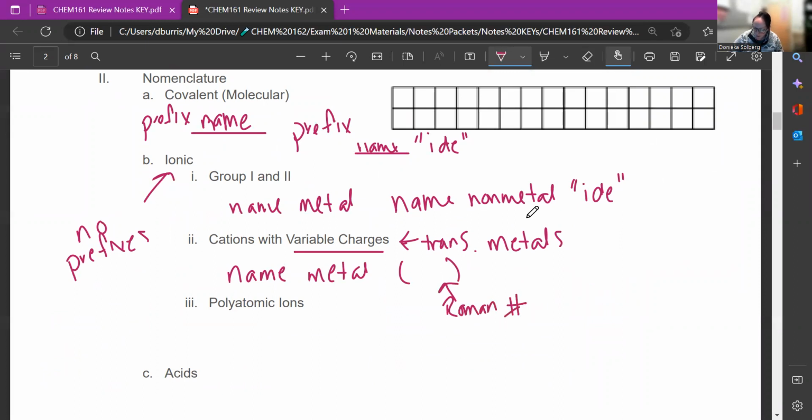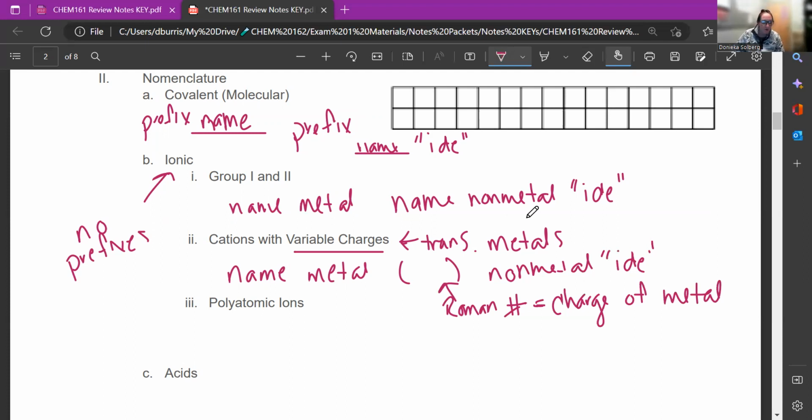I'm going to put a Roman number there. And then you're going to go on to name your non-metal with your IDE ending. Okay, now the Roman numeral is not the subscript. It is the charge of the metal. Okay, so that is its charge, and then you have to incorporate that into the formula if you're trying to actually figure out what the formula is. Okay, that number is not how many you have, it is the charge.